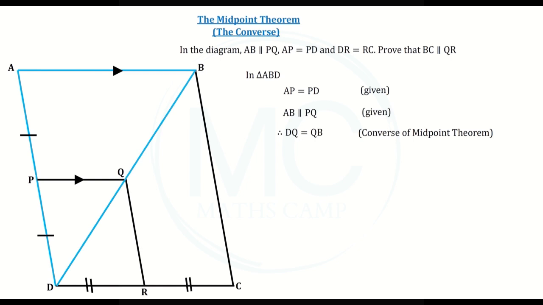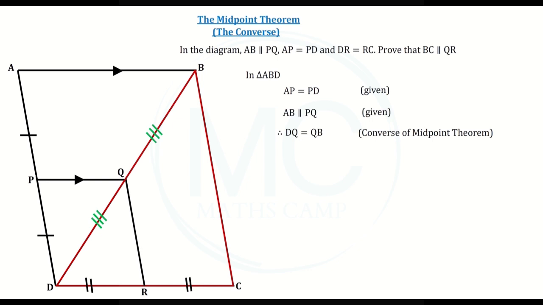On our diagram, let's put 3 lines on DQ and 3 lines on QB to show that they are equal in length. Now we can make our diagram black again. Now we know that Q is the midpoint of DB, so we can prove that BC is parallel to QR. BC lies in triangle BCD. So once again, let's make this triangle red. We can use the midpoint theorem.